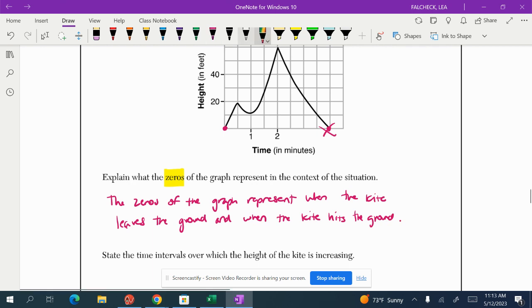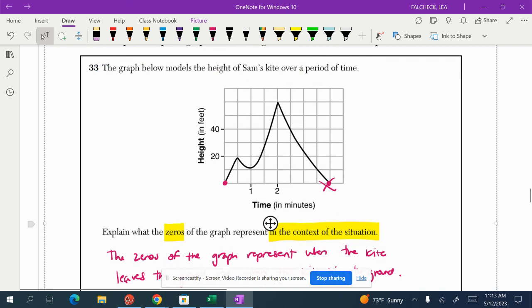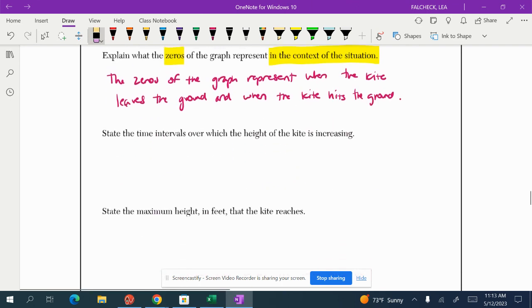Now, why didn't I just write x-intercepts and be done with it? Why didn't I just write that? Because the problem says to explain in the context of the situation. That means you need to talk about the kite, you need to talk about its height, and you need to talk about what it represents in the context of the problem.